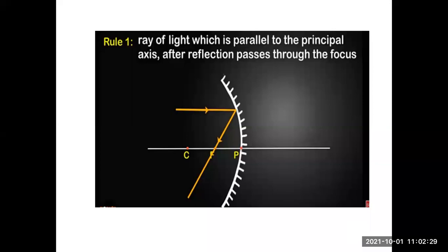Pay attention to the diagram, see the diagram carefully. This rule says that a ray of light, the incident ray, which is parallel to the principal axis, the axis on which we have plotted CFP, passes through the focus after reflection. You can see that the reflected ray, having an arrow from the concave mirror towards the environment, is passing through capital F. So this is the easiest first rule, which is essential for drawing all the diagrams.